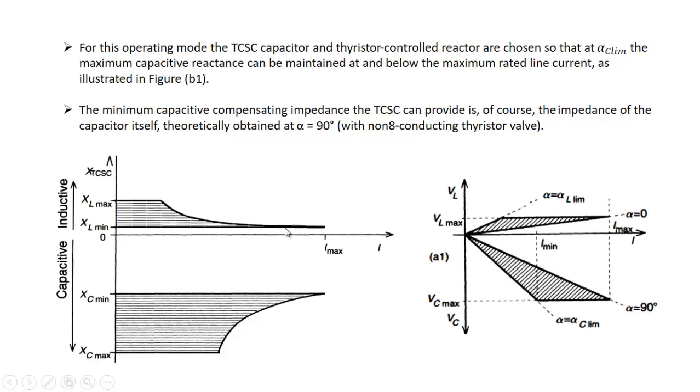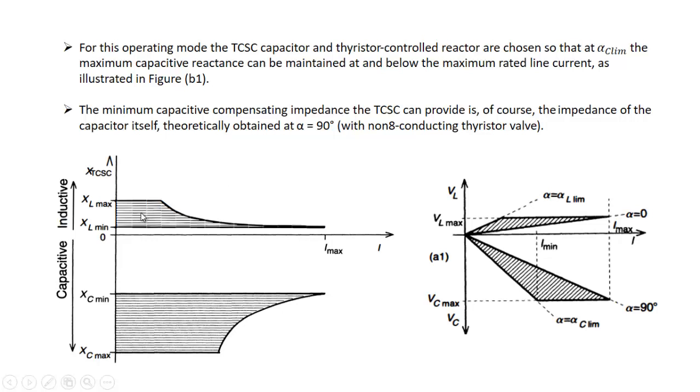In that case, the TCR current will decrease, but this XL will increase. You can see up to this point, this XL will increase and will reach this point XL max. This is the XL max at alpha equal to alpha limit. And even if the current decreases further, you can see that this remains constant for this decreased current.